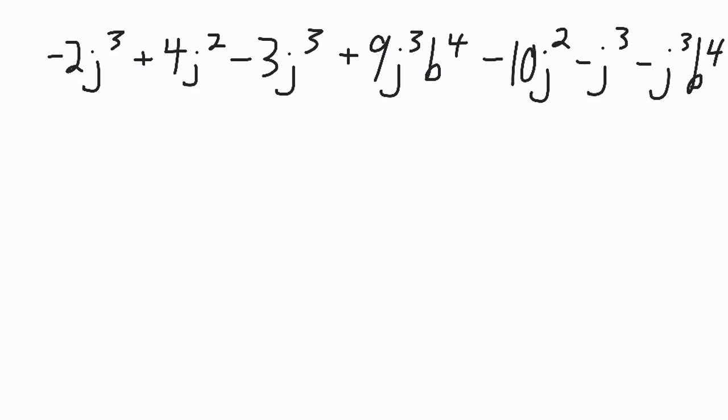Let's finish off the video with combining like terms in a giant monster expression. So the first thing we're going to try to figure out is which terms are like terms. Remember, we're looking for the same variables raised to the same exponents. Here I have a j to the third power. Here I have a j to the second power. So these terms are not like terms. We cannot combine them. Here I have another j to the third power, so I can combine this term with this term.